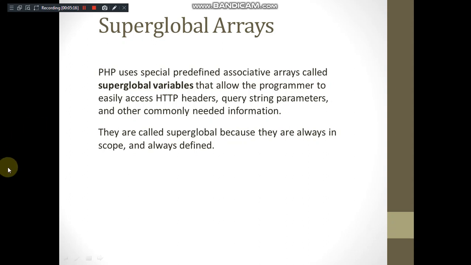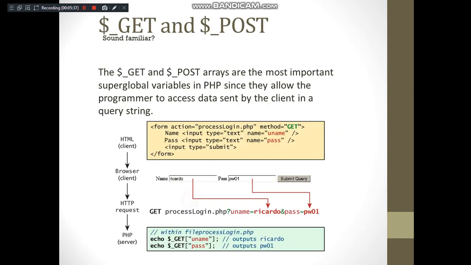PHP uses special predefined associative arrays called superglobal variables that allow the programmer to easily access the HTTP headers, query string parameters and other commonly needed information. These are called superglobal because they are always in global scope and always defined. They have certain values stored inside. So I was talking about the $_GET and $_POST arrays.